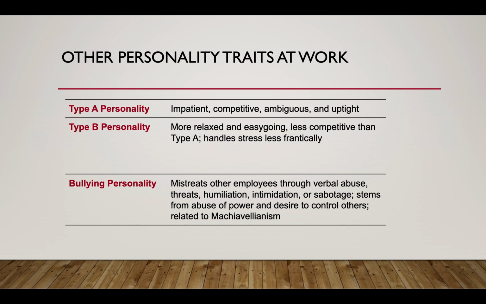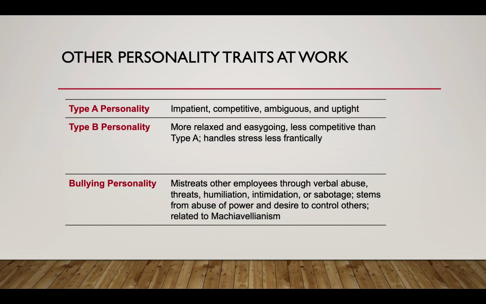Now, the different types of personality traits at work, you have type A personality. These people are outgoing, and as you see here, many are considered to be impatient, competitive, ambiguous, and uptight. Many people who are in commission work, sales, and so forth, they thrive in this type of environment. The type A's do. The type B, more relaxed and easygoing.